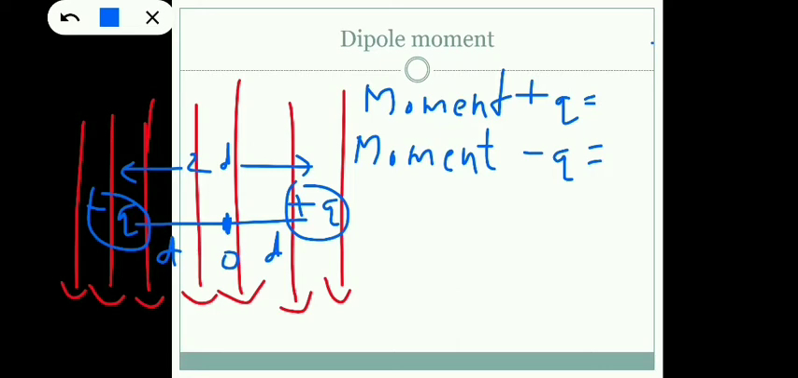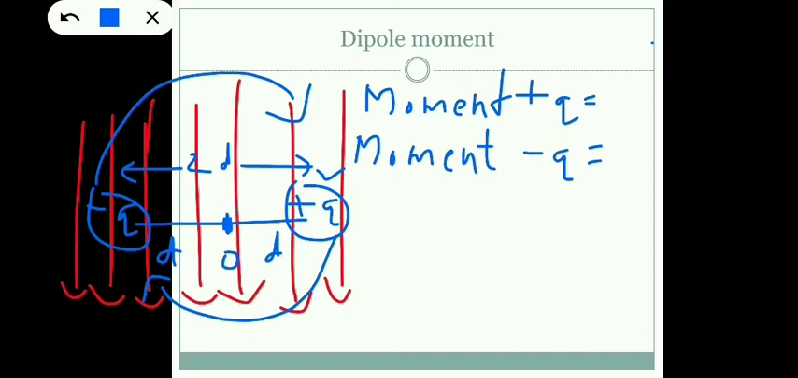Similar, right? See, plus Q rotates like this and minus Q rotates like this. So this dipole tends to rotate about this fixed point. Okay, so what will be the moment created by plus q charge? The moment created by plus q charge is equal to this charge multiplied by the distance of this charge from the point of rotation, which is the point of rotation O.